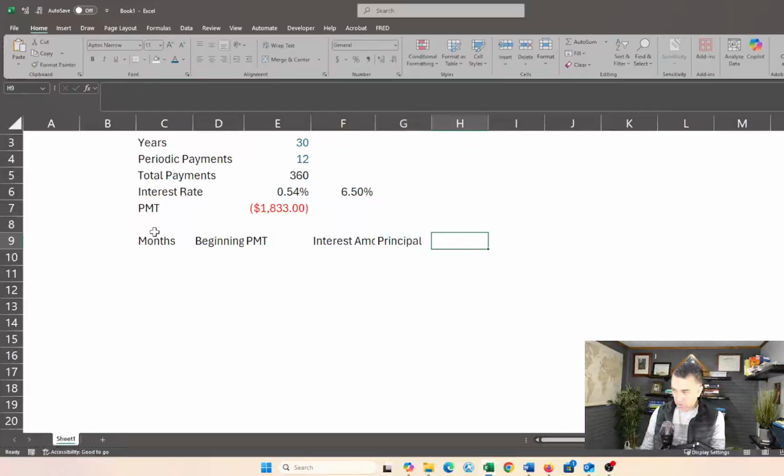So the principal amount. You know what? I'm sorry, I'm having problems with this microphone here. Just typing that up. So I want to know the principal amount. And then the next one I want to know is the ending balance. So we want to know what the ending balance is.